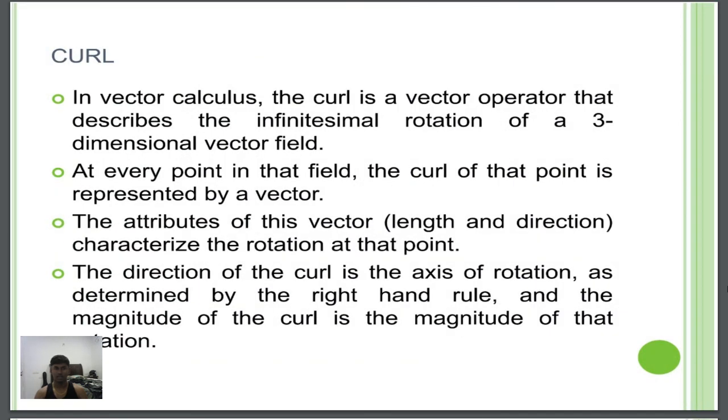Curl. In vector calculus, the curl is a vector operator that describes the infinitesimal rotation of a three-dimensional vector field. At every point in that field, the curl of that point is represented by a vector. The attributes of this vector, length and direction, characterize the rotation at that point. The direction of the curl is the axis of rotation, as determined by the right hand rule, and the magnitude of the curl is the magnitude of that rotation.